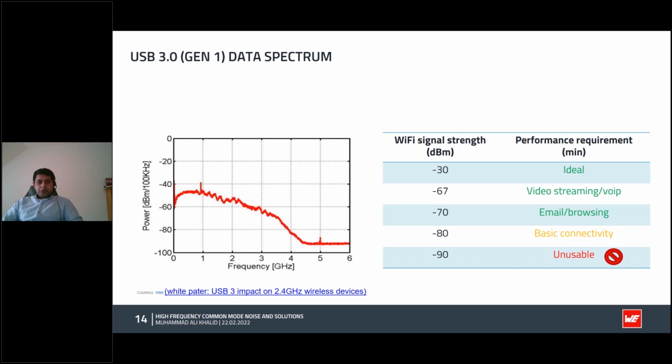But what is important here is to note that depending on the distance and the receiver sensitivity, the noise generated by USB 3 has the ability to potentially interfere with wireless communication, which could be a Wi-Fi signal or a Bluetooth signal or a 4G signal.